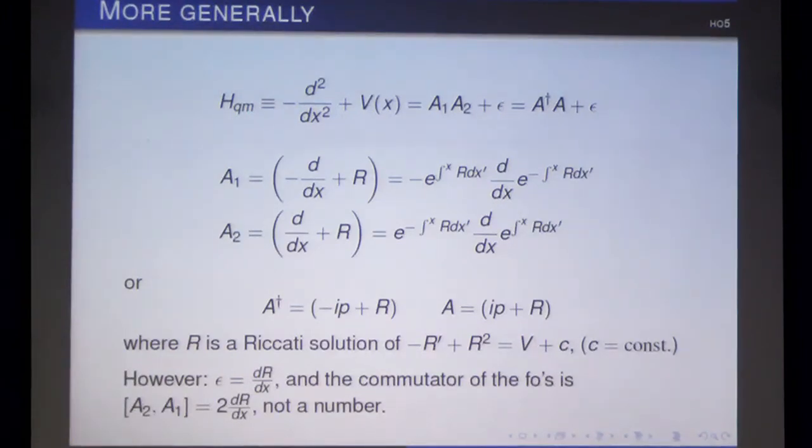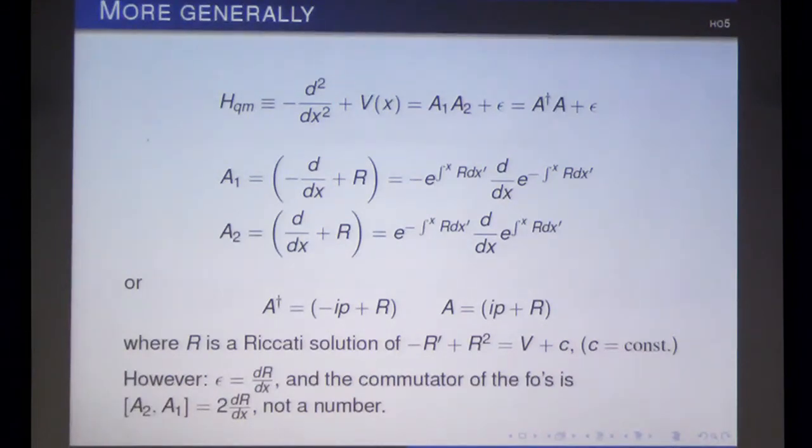More generally, for any one-dimensional quantum mechanical problem, you can write again these factoring operators. You know that the non-operatorial part is R, some Riccati solution, and in a multiplicative way you can write it this way. The point is, in this case, you obtain the factorization energy, practically a function. Also, the commutator is a function. So this doesn't work quite well for quantum mechanics.